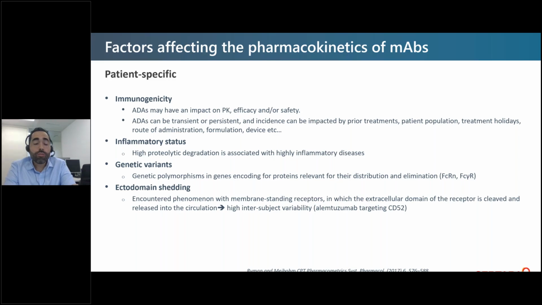The genetic variants, so the genetic polymorphism for genes encoding proteins relevant to distribution and elimination, such as FcRn or the Fc gamma receptor, could also translate into intersubject variability. The last one is ectodomain shedding, and this phenomenon is encountered for membrane-standing receptors, in which the extracellular domain of the receptor may be cleaved and released into the circulation. So the circulating level of this receptor may vary between subjects and will introduce an additional level of variability between subjects. This was observed, for example, for alemtuzumab targeting CD52.